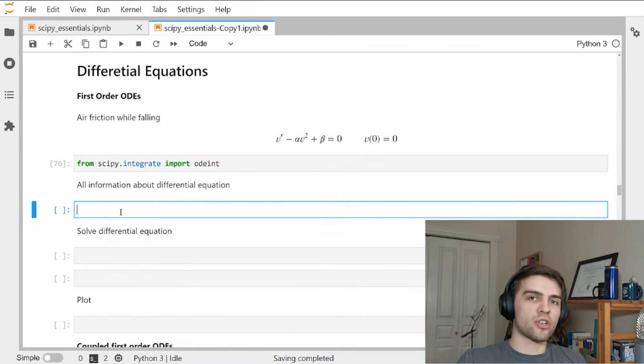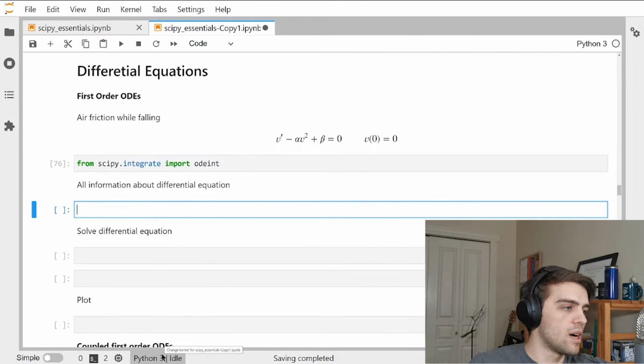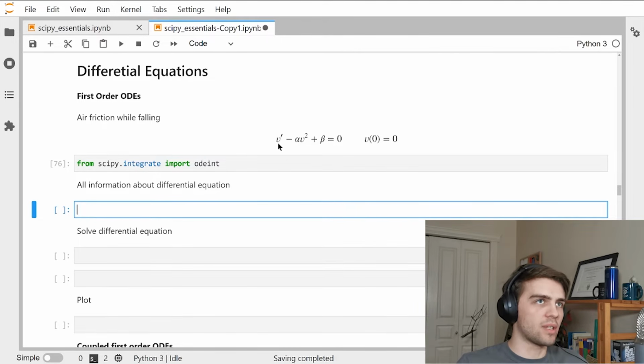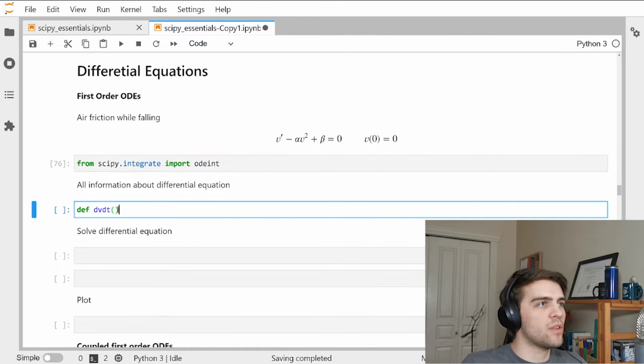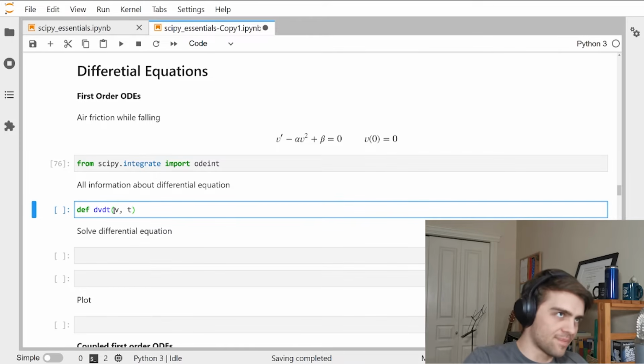I'll crank through, I'll solve it, and then I'll give you the solution that you want. So what's all the information? Well, let's define this differential equation. What I need to define is dv dt, right? Any differential equation says the derivative depends on v and t. This is true for any differential equation.